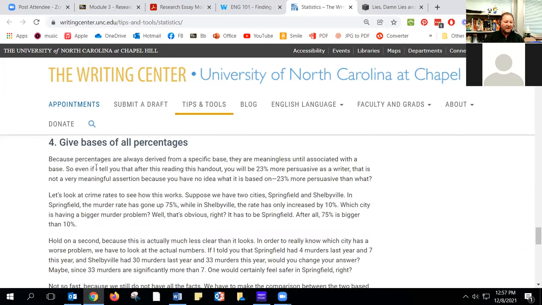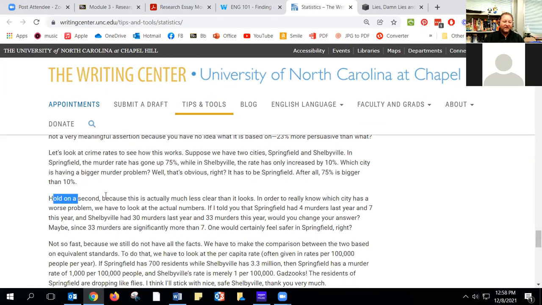Percentages is a big one. I'm going to do some more stuff on this in a minute, but percentages are only as good as what you're taking a percentage of, right? So let's look at crime rates to see how this works. Suppose we have two cities, Springfield and Shelbyville. In Springfield, the murder rate has gone up 75%, while in Shelbyville, the rate has only increased by 10%. So on the surface, you would say, I am never going to Springfield. The murder rate went up 75%. In Shelbyville, the murder rate only went up by 10%. And 10 is a smaller number than 75, so Shelbyville must be the safer place to live, right?